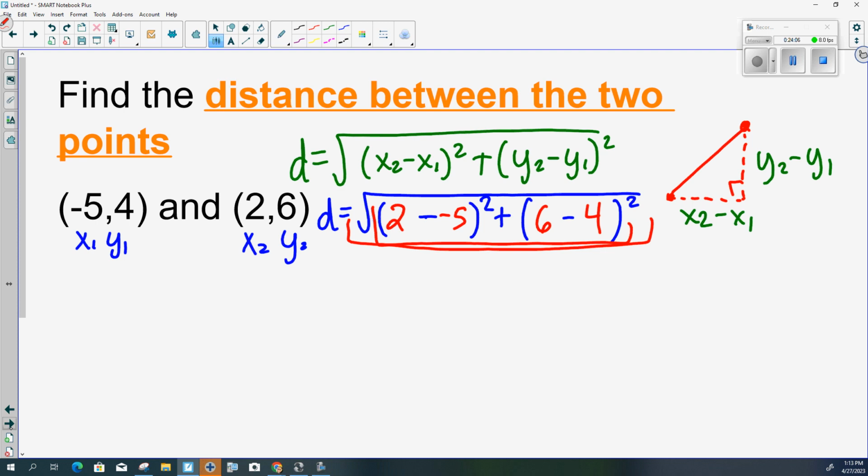Luke, do you need a calculator? Are you typing it in? All right, Addie, what did you get?